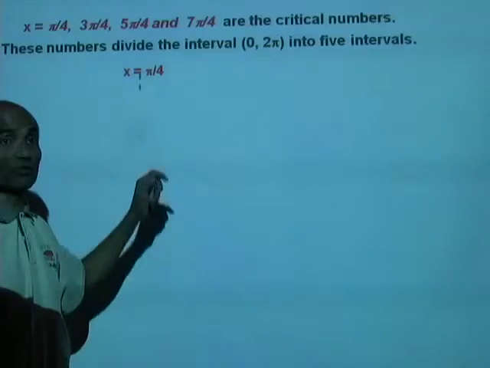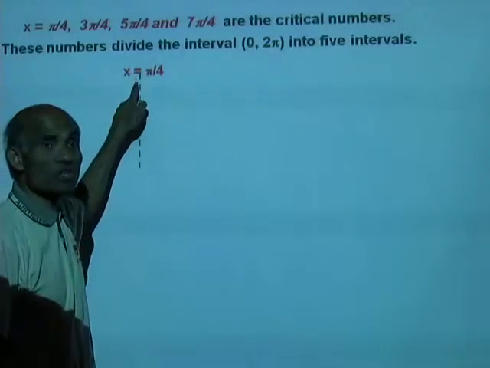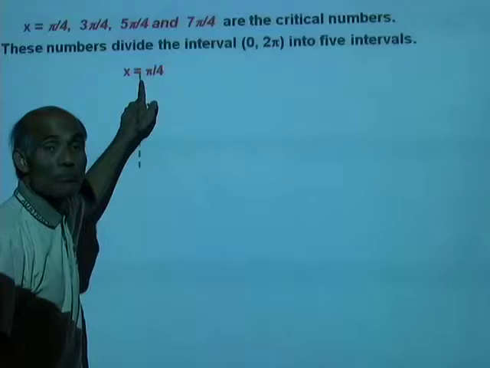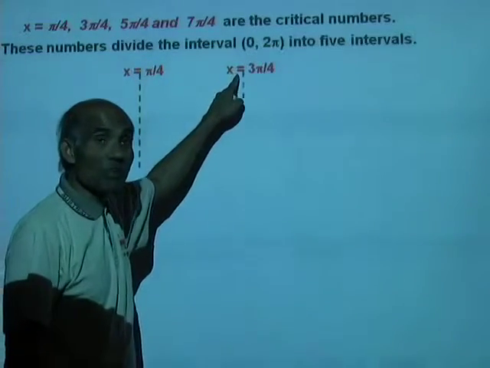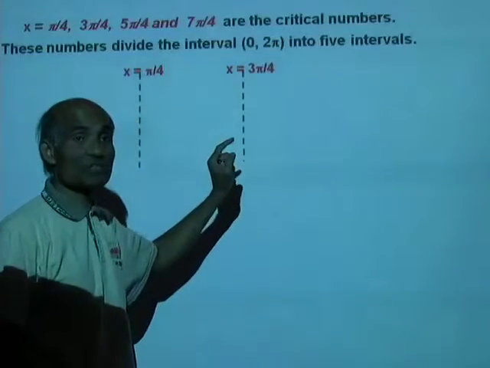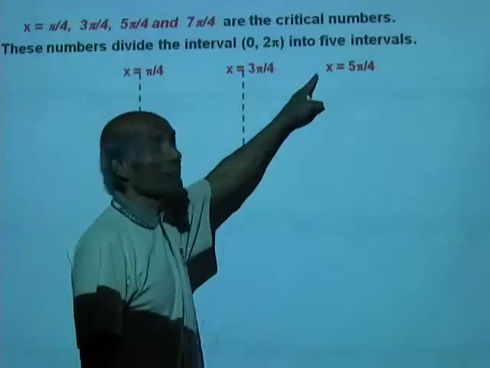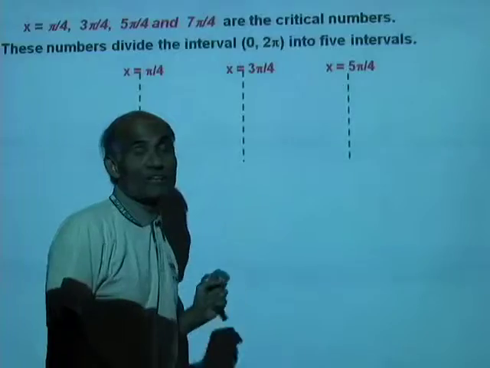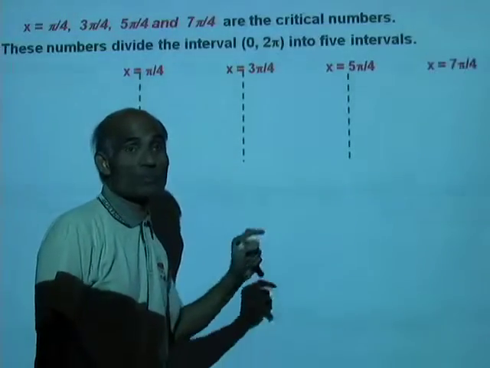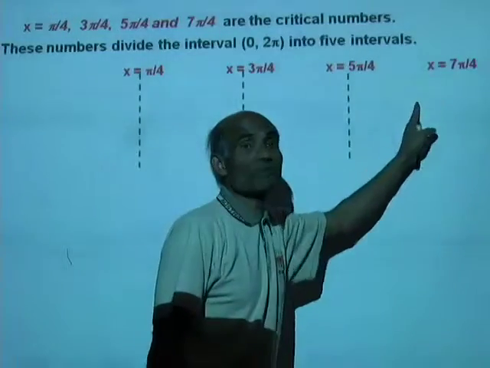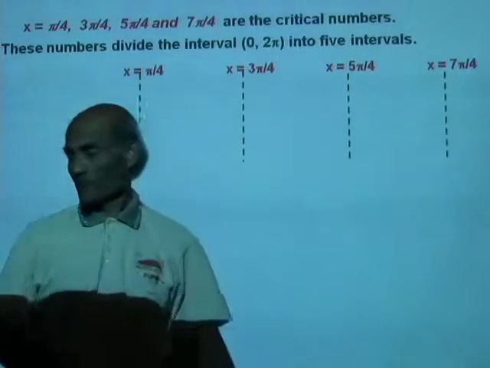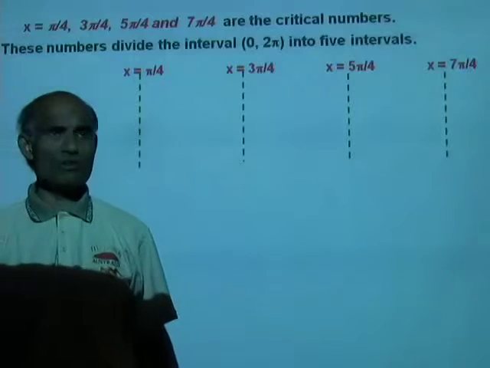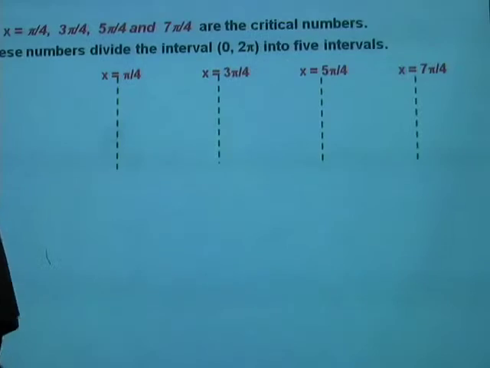Let's write down those. Let's first write the critical numbers. X equal to pi by 4 is the first critical number. X equal to 3 pi by 4 is the next critical number. X equal to 5 pi by 4 is the third critical number. X equal to 7 pi by 4 is the next critical number. Well, I'm just going to go out of the screen, I think. And so what are the intervals in here?